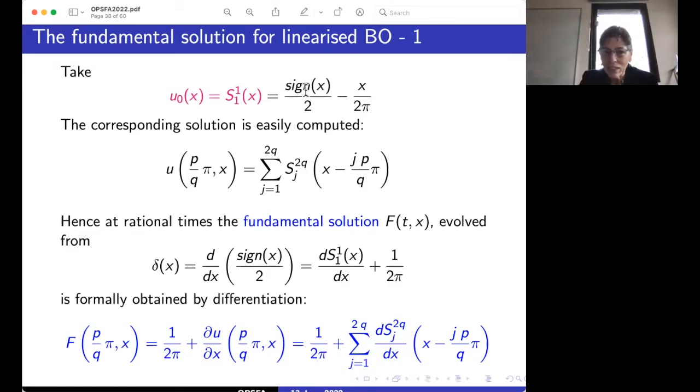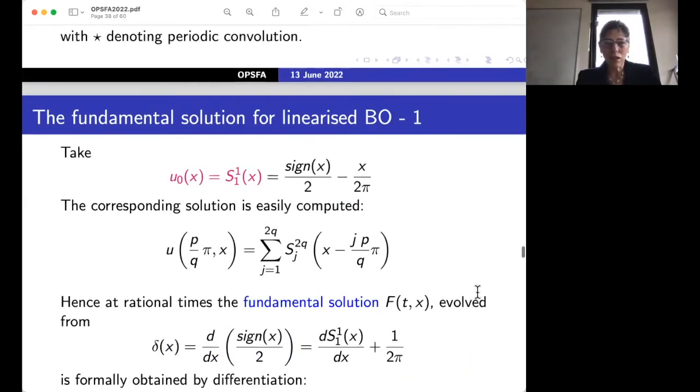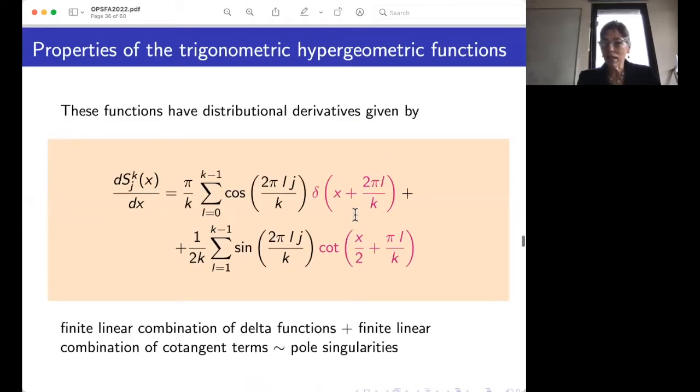But moreover, the derivative of the step function is the delta function, the distributional derivative of it. So if I represent the delta using this particular expression, the initial condition that I have, this special one, plus a constant, I can just formally, by differentiating the representation I have here, get a representation for the fundamental solution. And this is just given by derivatives of these special functions translated at these points. This is excellent, because if I go back to what these derivatives look like, they have delta functions and cotangent functions. And if I have just any generic initial condition, I need to take the convolution with these to have a representation of my solution.